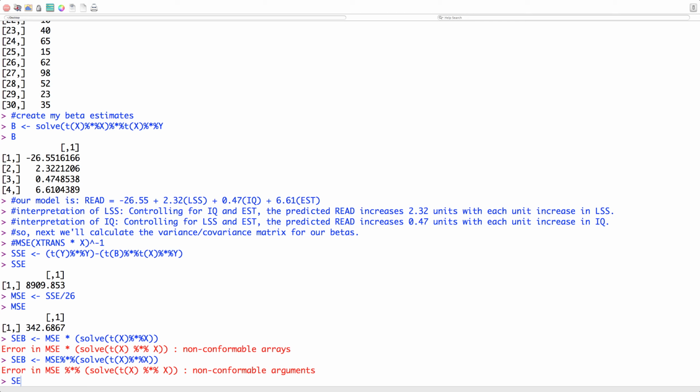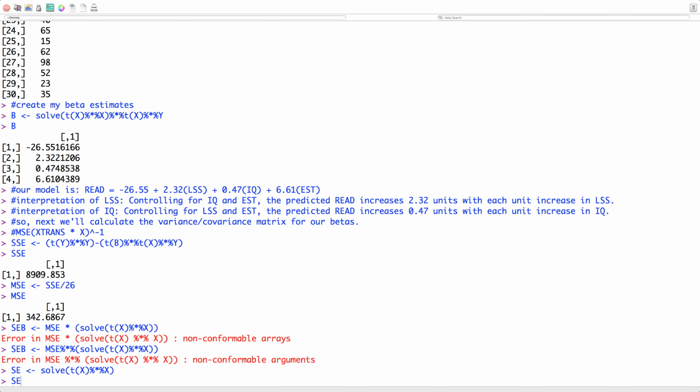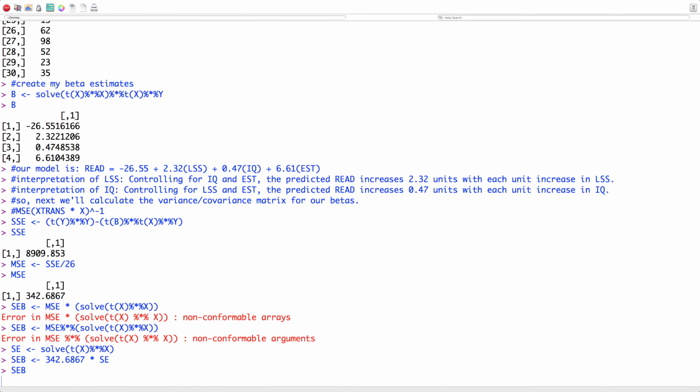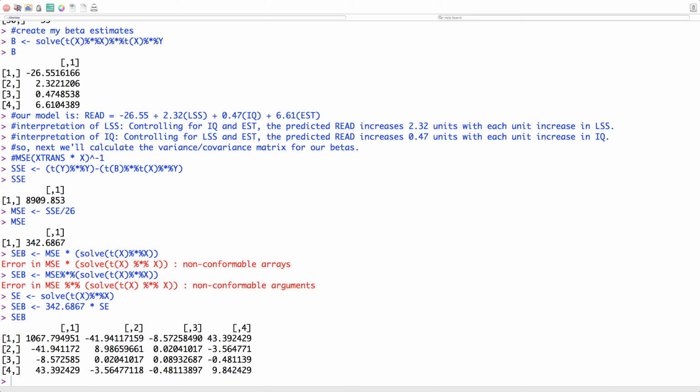I think what we're going to have to do is set it up this way. First thing I'll have to do is look at this, and then I'll have to take my standard error for the betas, and I'll have to take the value 342.67 and multiply it by my standard error. So standard error for the beta, yeah, that works. That's really strange that wouldn't multiply that out.